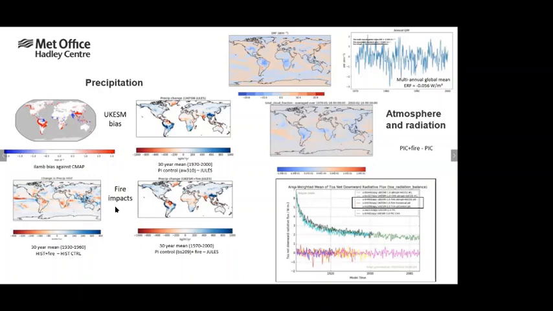So basically, we've got a dry climate from UKESM already over this area, and fire is making that worse. I think that's probably what we would expect from the black carbon emissions that creates a drying, and also physiological forcing, which has been shown to be important over this area of Brazil.